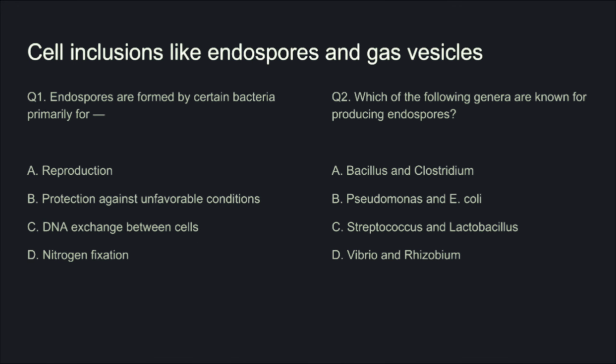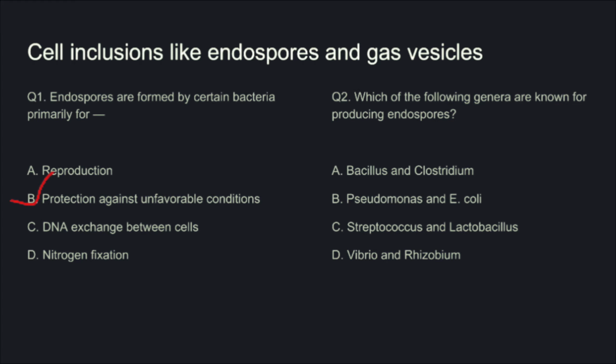Next topic is cell inclusions like endospores and gas vesicles. So first question is, endospores are formed by certain bacteria primarily for. Options are A. Reproduction, B. Protection against unfavorable condition, C. DNA exchange between cell, and D. Nitrogen fixation. So the correct answer for this question is option B. Protection against unfavorable conditions.